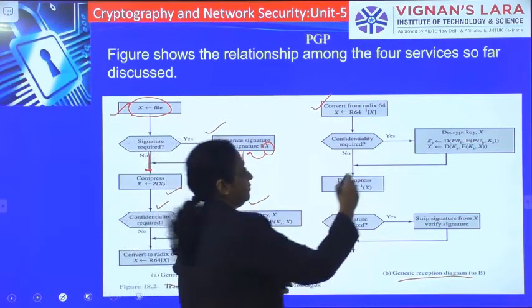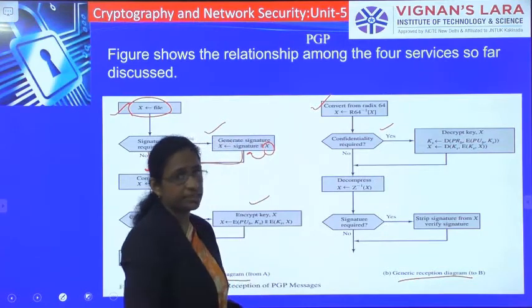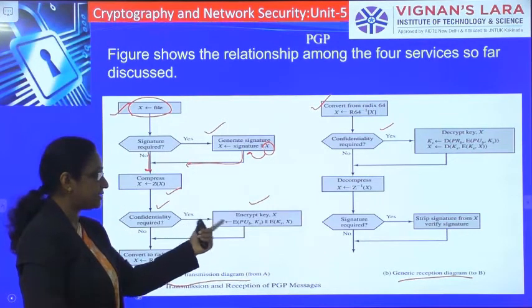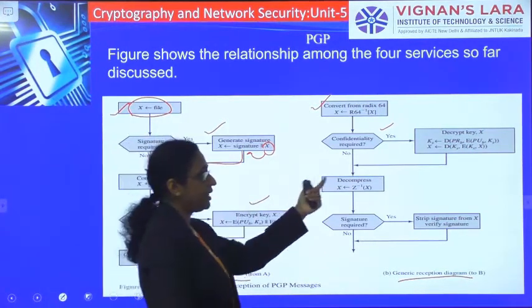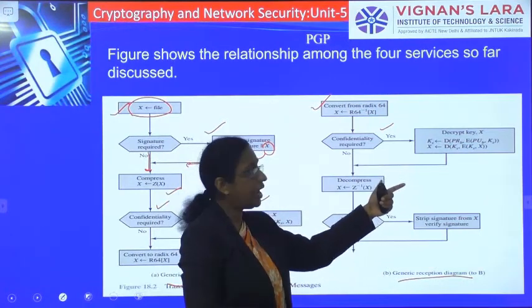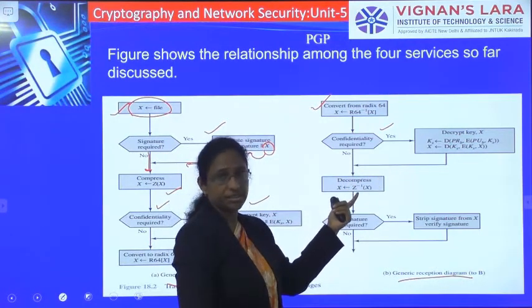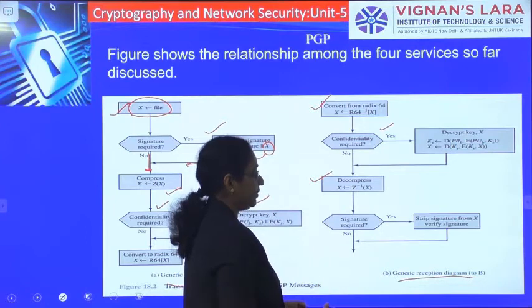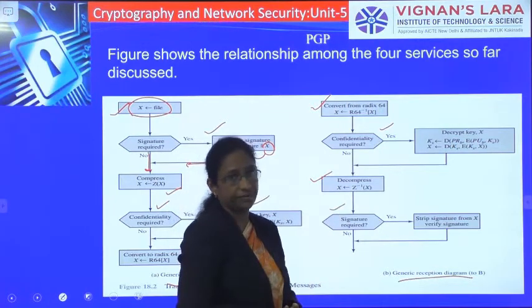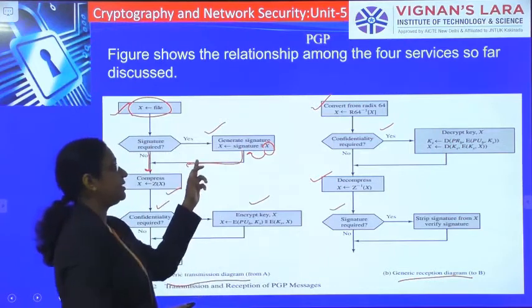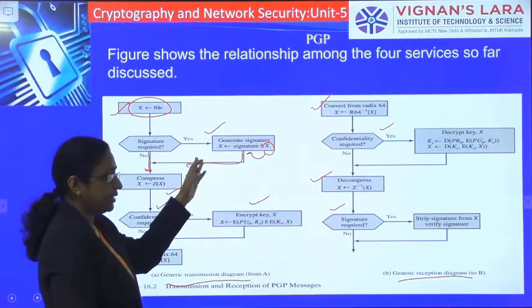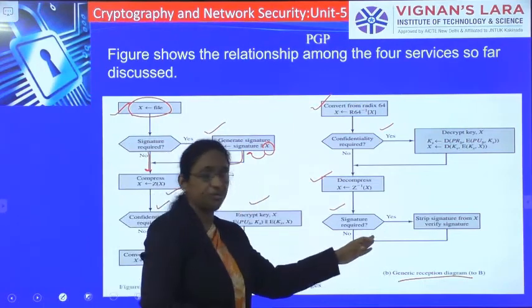Then we check again if confidentiality is required. If yes, then decryption is done, since encryption was done at the sender. Here decryption of X is done. After decryption, decompression is done, so we decompress the data. After decompression, we check if a signature is required. If the sender signed the message and appended the signature, then that signature has to be verified here.